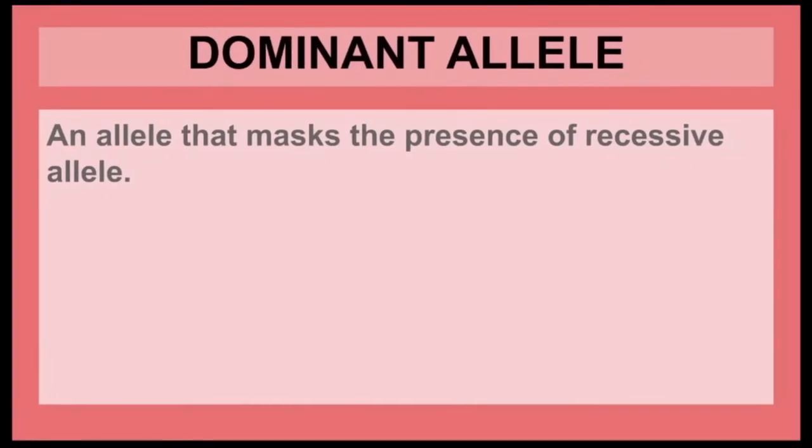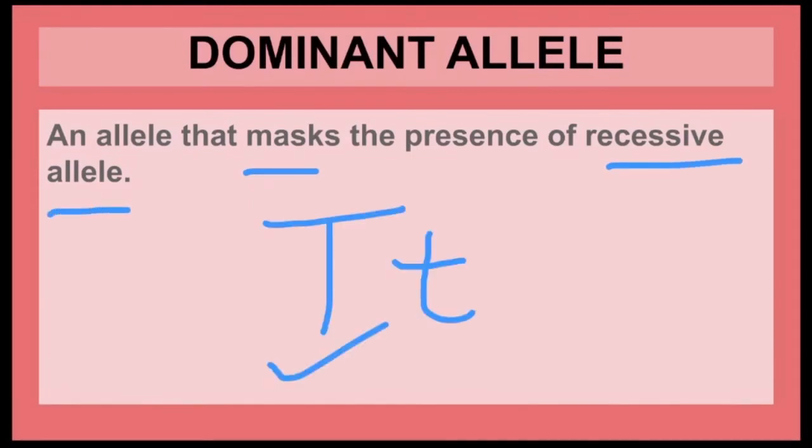Dominant allele. Dominant allele is that allele which masks the presence of the recessive allele. Say for example, in a homologous pair of chromosomes, there are genes of height in this form, capital T and small t. Then capital T, which is the dominant one, will show its presence, while the small t, which is meant for dwarfness, will not show its presence. The individual will be tall.